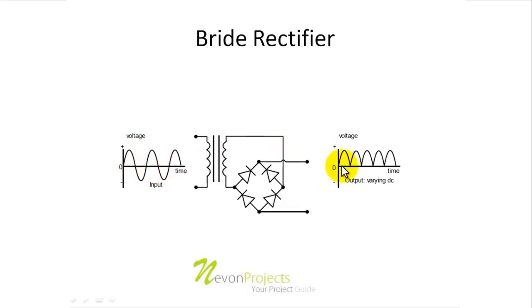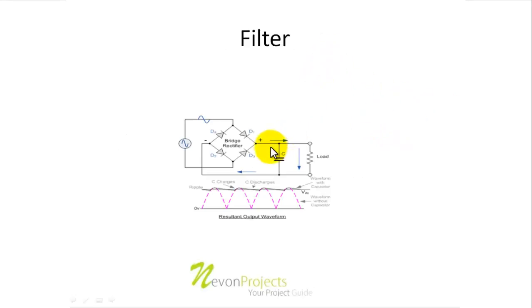So in this way we get not a pure, but a pulse DC waveform at the output of a bridge rectifier. But still we need a pure DC waveform for proper functioning of our microcontroller based circuits. So again we move on to our next component which makes this possible. We have this capacitor over here which acts as a filter.